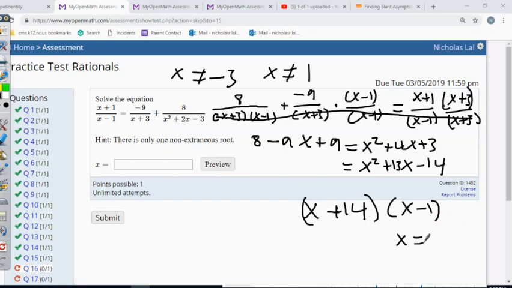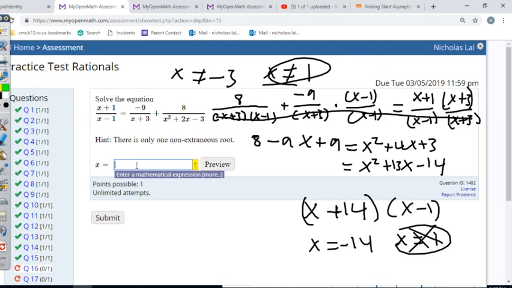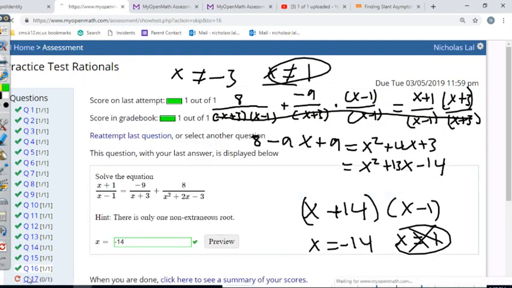X is equal to 1. X is equal to -14. But x cannot equal 1. So x is equal to -14. Got it right. Question 17.